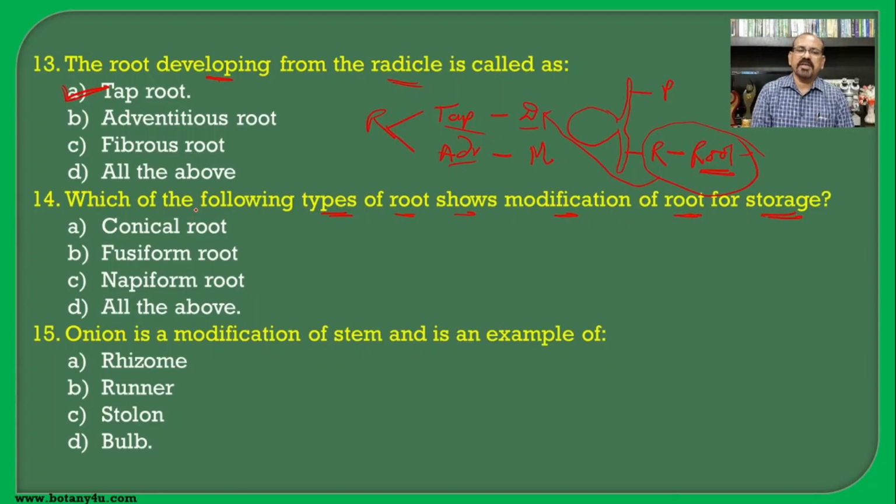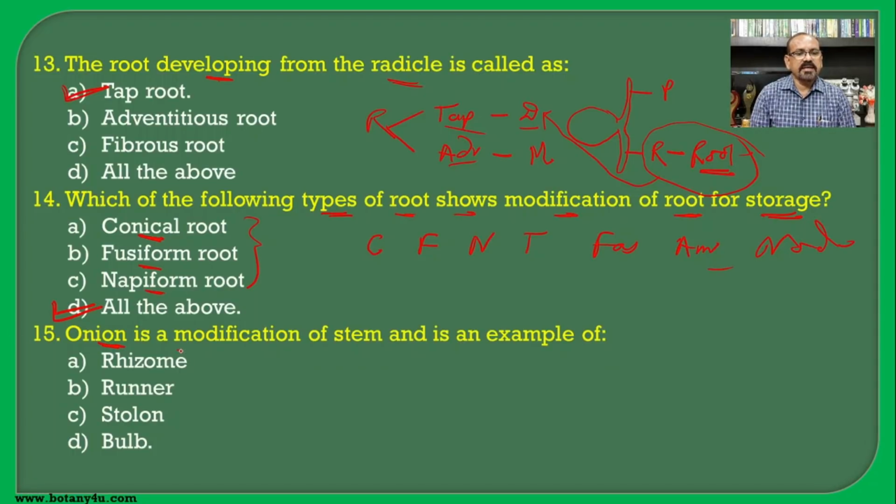Then which of the following types of root shows modification of root for storage? If you see the storage roots, we have different types of storage roots, that is conical root, fusiform root, napiform root, tuberous root, then fasciculated root, annulated root, nodulose root, etc. So these are the different types of roots which are modifications for storage. Hence here conical, fusiform and napiform, all these are modifications of the root for storage, and hence all the above become the answer for this question.